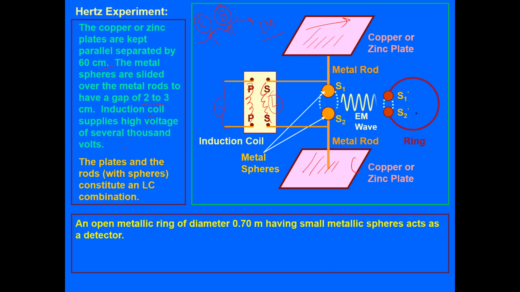There is another ring. There are two spheres also, S1 prime and S2 prime. These rings detect electromagnetic waves when they come and hit there. So an open metallic ring of diameter 0.7 meter, having small metallic spheres, acts as the detector.